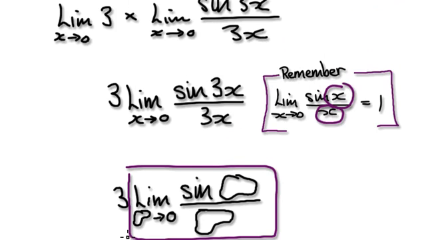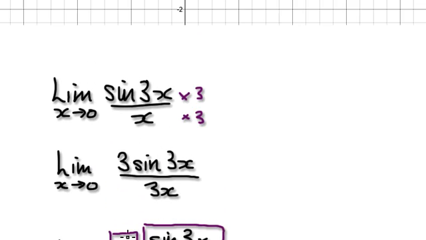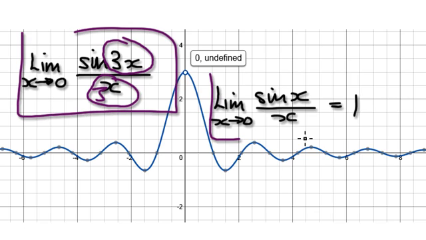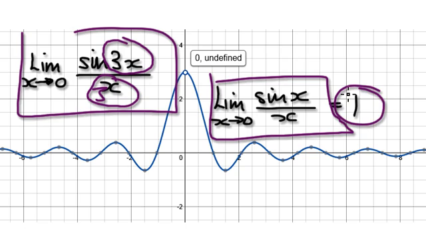So going back to our original graph, the limit is 3. When you're given a problem like this, try to get these two to be the same, and then you can use this to make the whole limit equal 1.